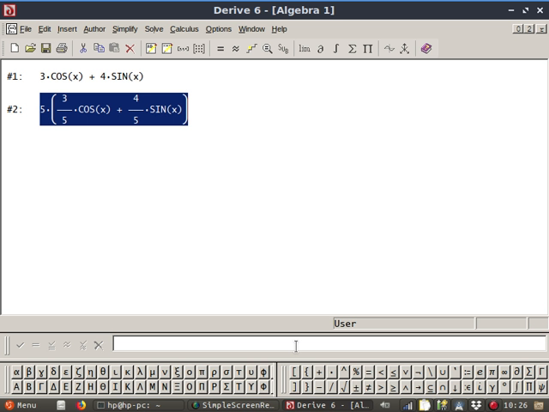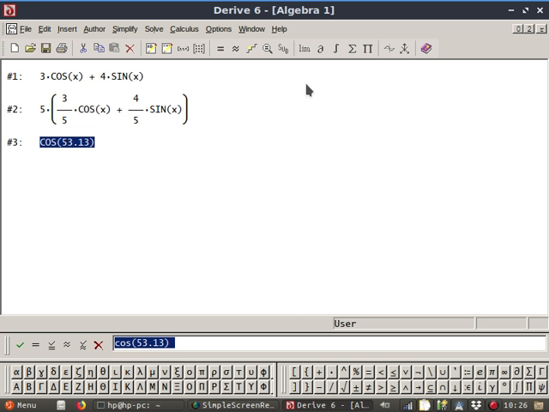Yeah, 53. No, cos inverse. Let me see. Yeah, crossing yours. Let me see. I want to write it down. 53.13. Right, cos of 53.13.